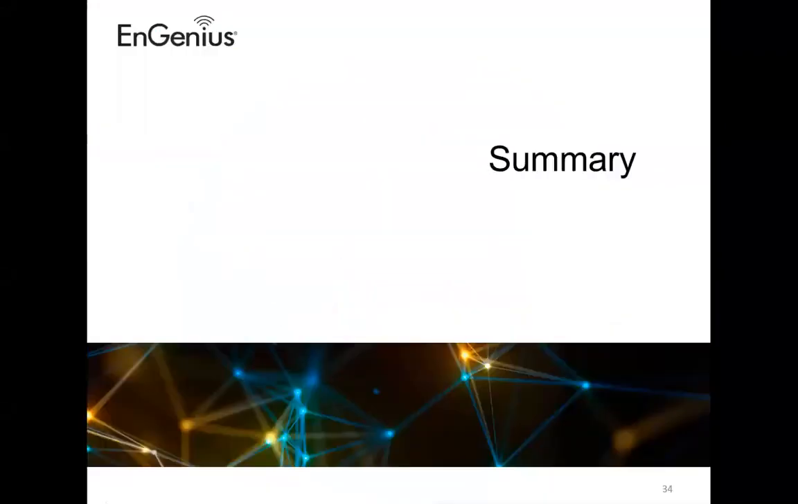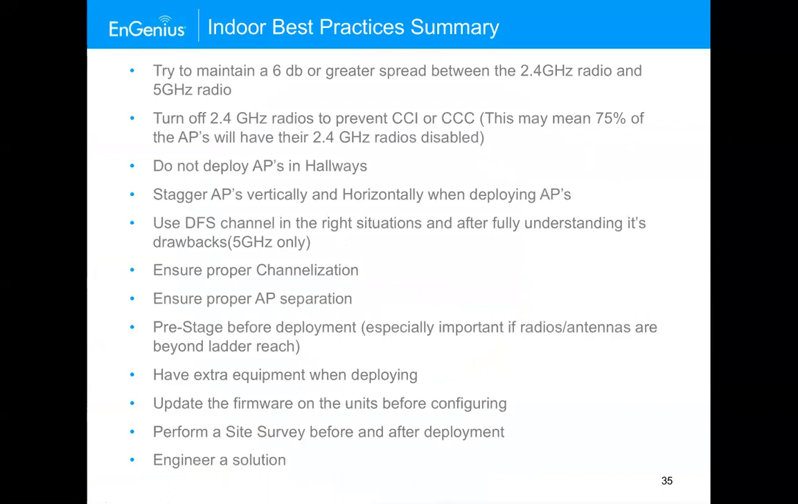Okay, let's go over some summaries. For indoor best practices summary, try to maintain a 6 dB spread between 2.4 and 5 gigahertz radio. Turn off the 2.4 gigahertz radio to prevent co-channel interference or co-channel contention. This may mean you have to turn off 75% of the APs with a 2.4 gigahertz radio disabled. You're still going to have 5 gigahertz on. I'm just going to disable 2.4.